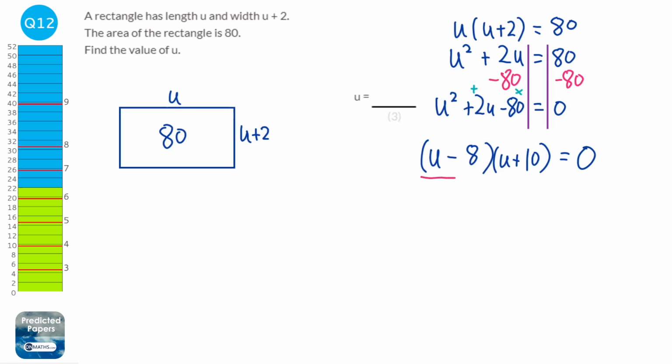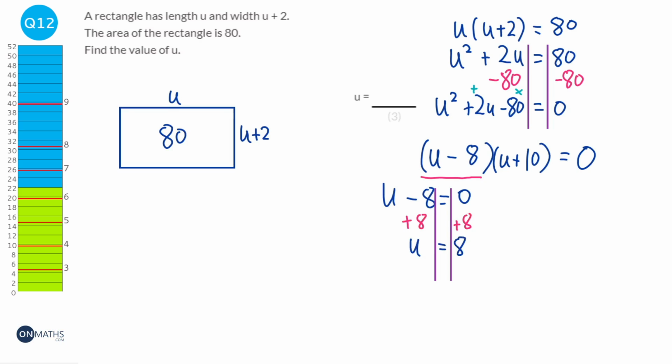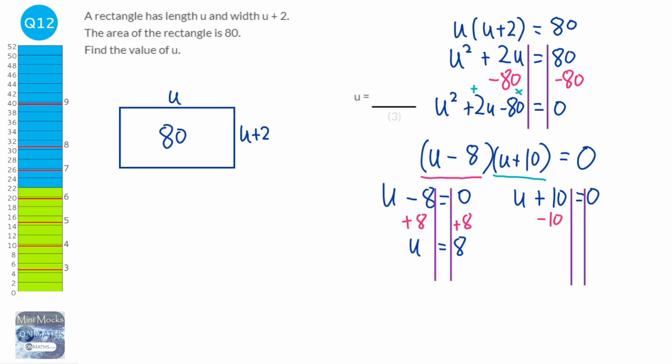Okay, last thing is we get each of our brackets equal to 0. So we can solve them. So u minus 8 equals 0, and let's solve that. And so we're going to add 8 both sides, and we've got u equals 8. And we're going to do the same for this right hand bracket, so u plus 10 equals 0. And take away 10 both sides, so u equals minus 10.